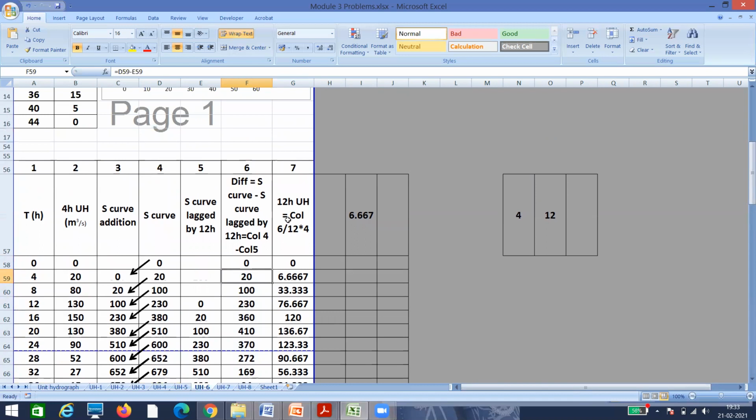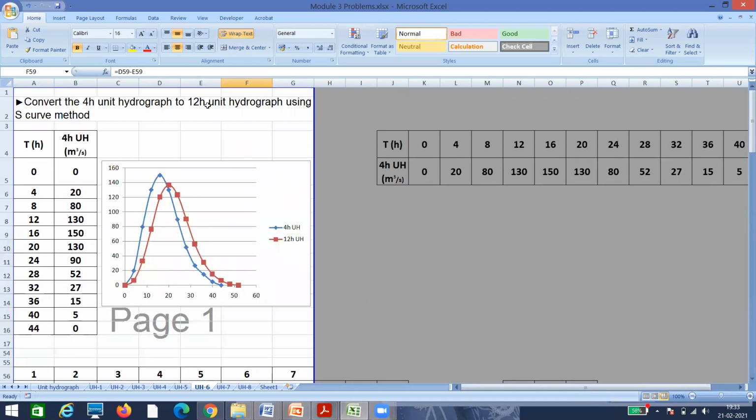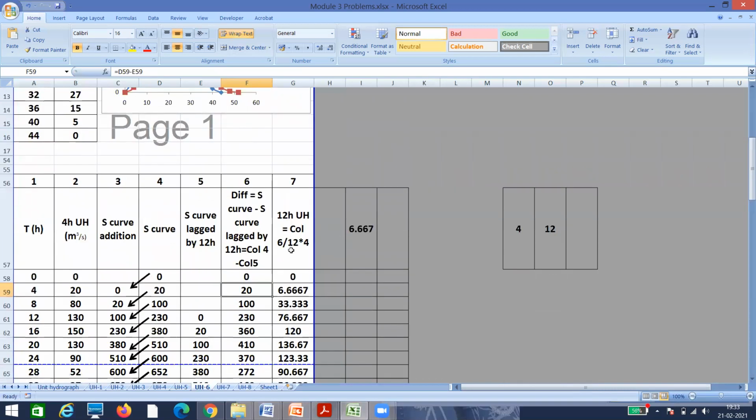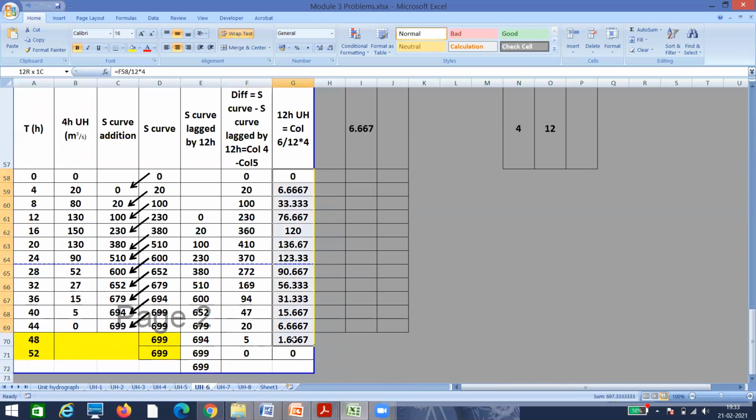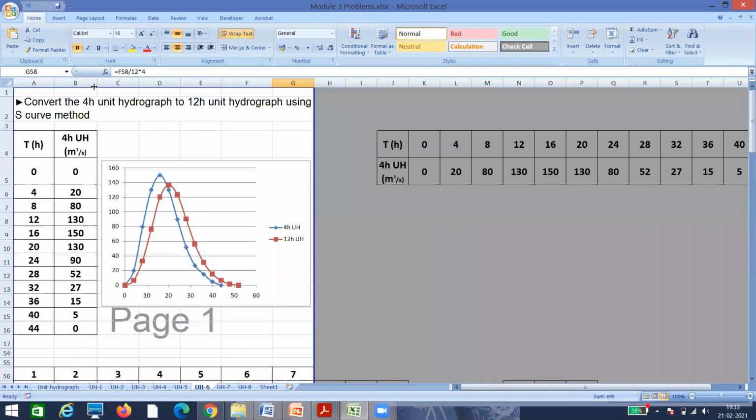So remember, you are converting 4 to 12. You have to multiply by 4 divided by 12. If I'm converting 2 to 4, I have to multiply by 2 divided by 4. So similarly here, I'm converting 4 to 12, multiply by 4, divide by 12. So I'll be getting these ordinate values. So this is your S-curve method to convert one hydrograph to another.